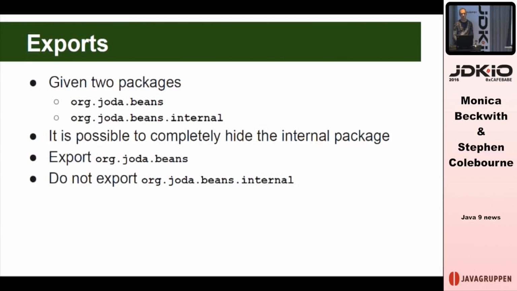Given these two packages, org.joda.beans and org.joda.beans.internal, we can completely hide that internal package. In the module-info file, you simply specify you're exporting org.joda.beans, and you don't specify that you're exporting org.joda.beans.internal, or you just don't mention it. By not mentioning it, it is completely hidden.